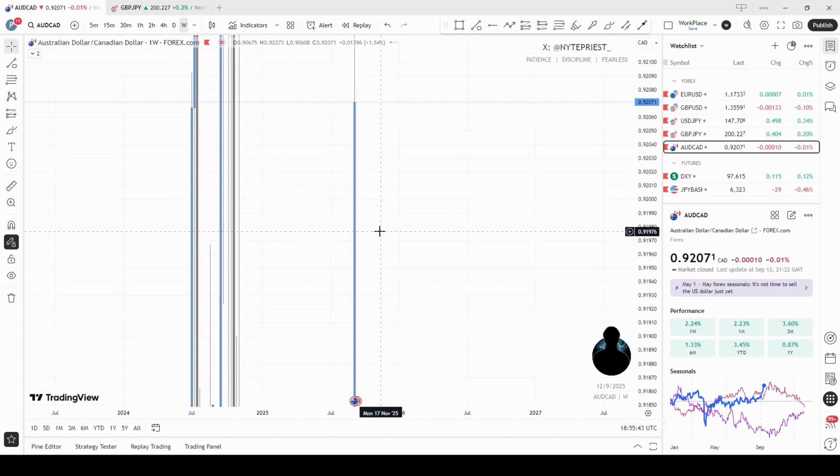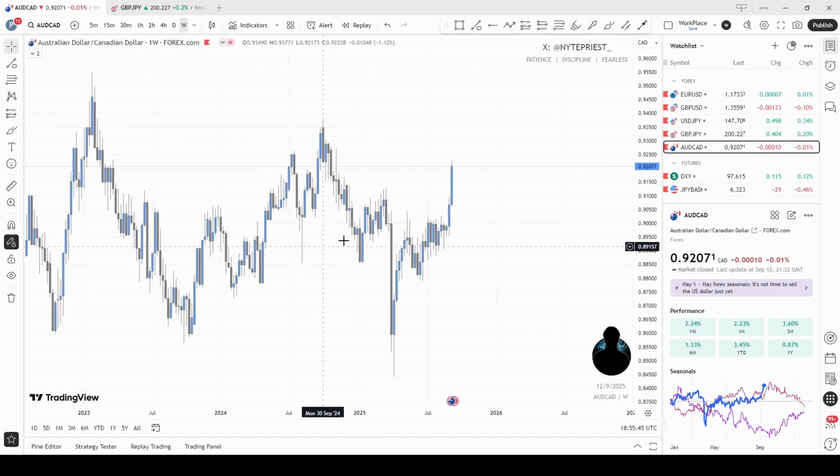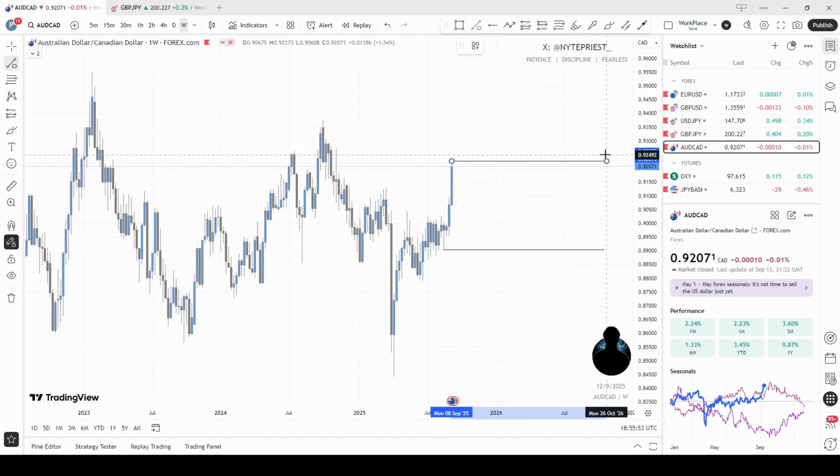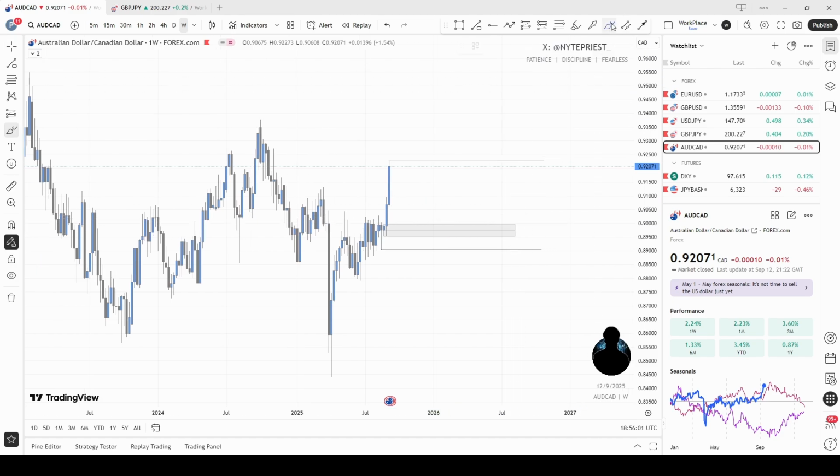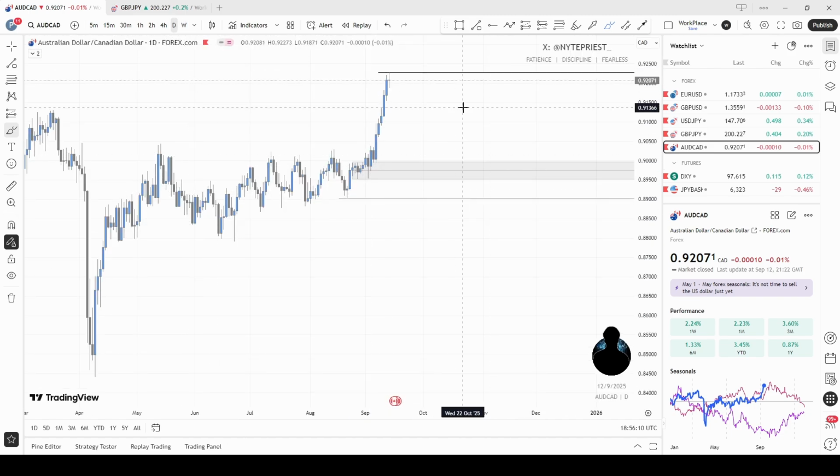So on the AUDCAD, we have our low here and our high. We have this inefficiency and then a demand zone. Okay, so the inefficient price range and then our demand zone. All right, so we go down to a daily time frame.